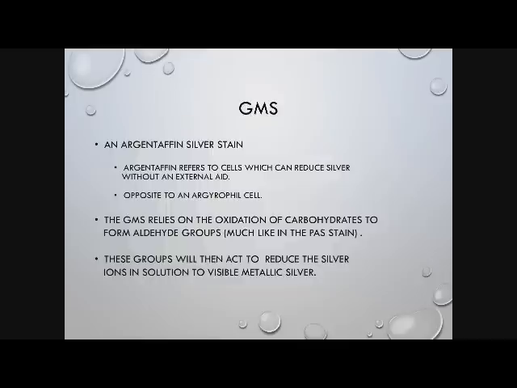So the GMS relies on oxidation to form aldehyde groups, kind of like we saw in the PAS, but instead of using the weaker periodic acid as its oxidizer, it uses chromic acid as the oxidizing agent, although some people do use the periodic acid, which will do it. It might take longer. So then the groups act to reduce the silver ions to visible metallic silver.